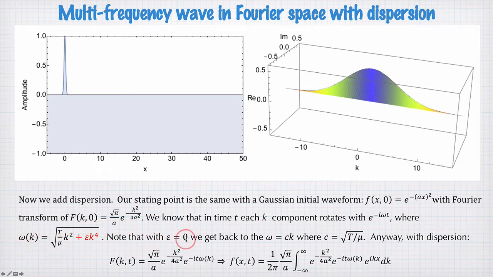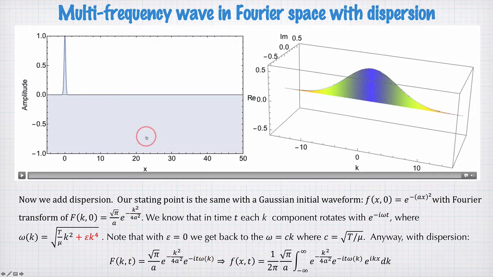And we note that with epsilon equal to 0, that is with this term here equal to 0, we get back to a linear relationship between omega and k, so this is the case of no dispersion. Anyway, with dispersion, we've got to substitute this function of omega of k into our equation here. So this is now the Fourier transformed wave over all k and t.